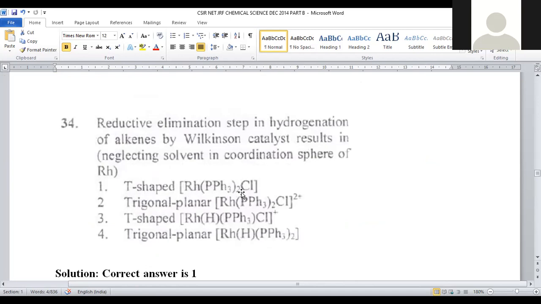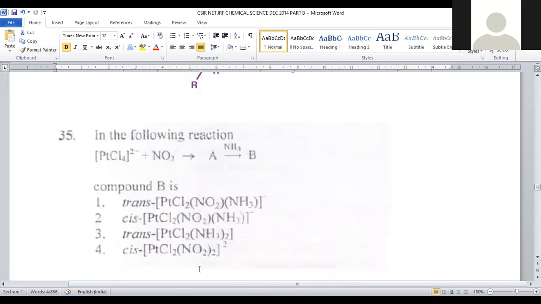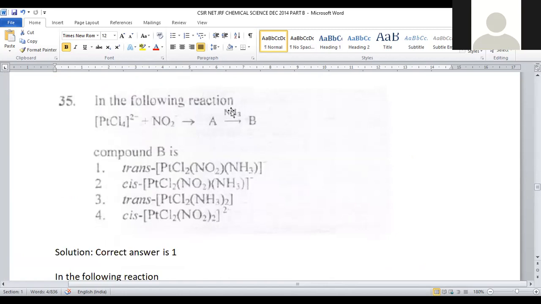So in the reductive elimination step of the hydrogenation process, a T-shaped intermediate will be formed. That is available in option number one. The T-shaped rhodium PPh3 Cl intermediate will be formed. So this is the correct answer. For question number 34, option number one will be the correct answer. Let us move on to question number 35. Last question of the series.